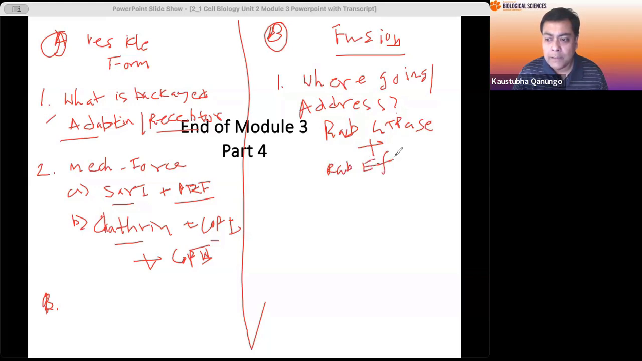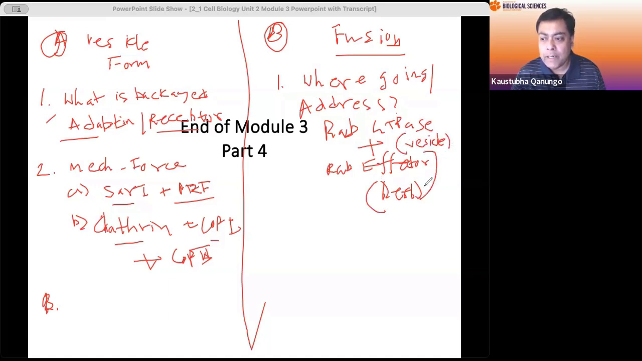So just think about that. RAB GTPase is on the vesicle. RAB effector is at the destination. This is the destination recognition. So the vesicle RAB GTPase must be recognized by the RAB effector.